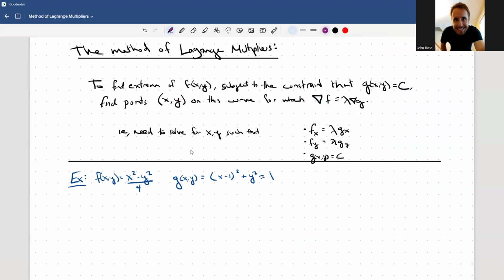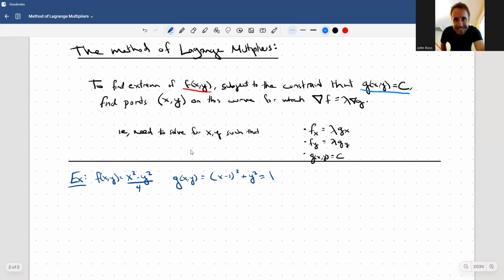So broadly speaking, if we want to find extreme values of a function f subject to the constraint that we're looking at a specific level curve identified by a function g and a level c, we want to find points in the domain, the x, y values, for which the gradient of f is equal to lambda times the gradient of g, where lambda is some arbitrary, still unknown number as a scalar constant.